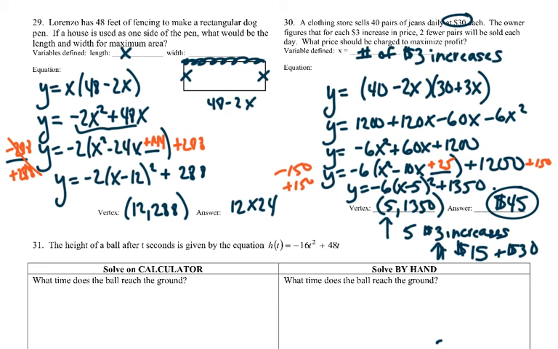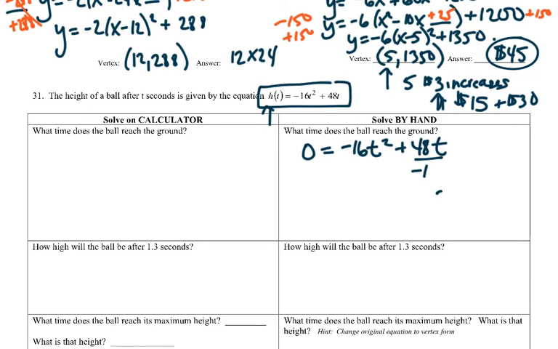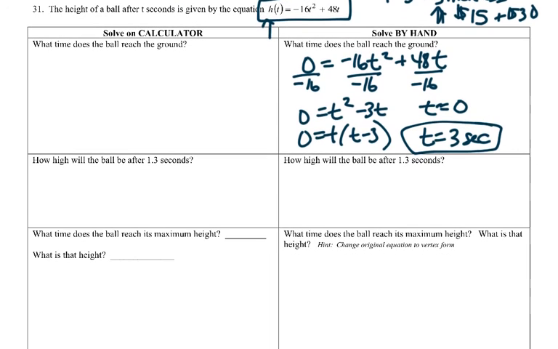Perfect. And then this one I'm going to solve by hand. You could solve it on the calculator, and that would just reinforce the answers. This is our equation. h is height, t is time. When does the ball hit the ground? Whenever it hits the ground, that's when the height is 0. So I'm just going to divide everything here, because it's an equation, by negative 16. t squared minus 3t, so I get t times t minus 3. So it's going to hit the ground at 0 when it starts, and then 3 seconds. And if you graph that, you would see the same thing.